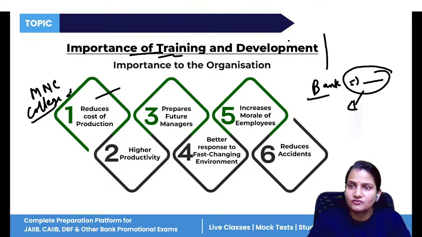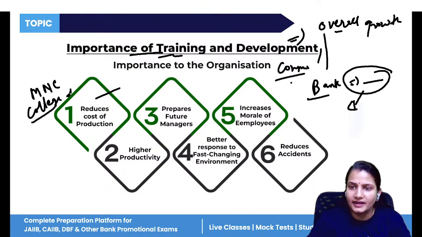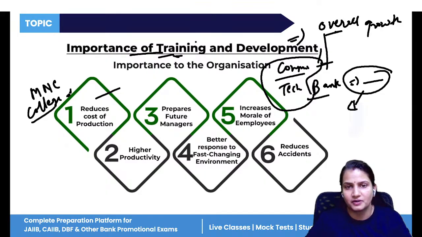But development is for overall growth. Now, in development, you have learned communication skills, technical skills. These are the things that you will always have in your life. In whichever company you go, in whichever bank you go, communication is always required. So development is for the overall growth of the individual, whereas training is for a specific purpose.